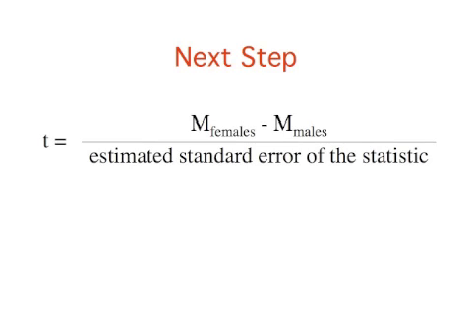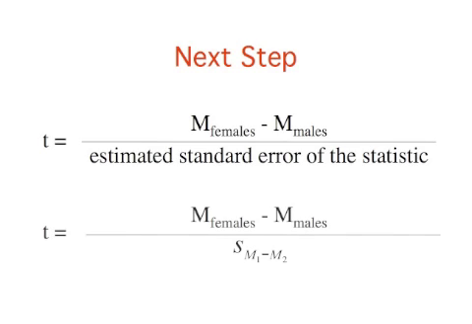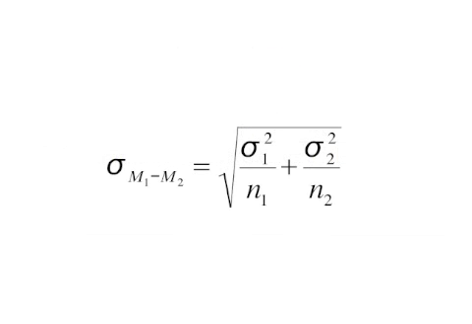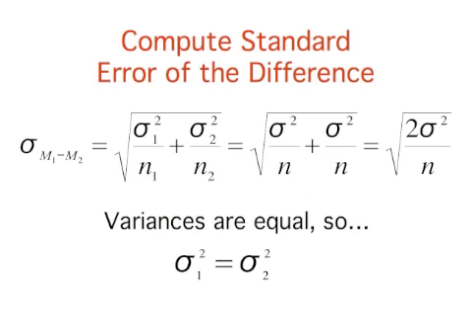The next step is to compute the estimate of the standard error of the statistic. The statistic is the difference between means, so the estimated standard error of the statistic is indicated by S sub m1 minus m2. The standard error of the difference in means in the population is shown here. Remember that we are assuming the variances are equal, so the variance of the females is assumed to be equal to the variance of the males.